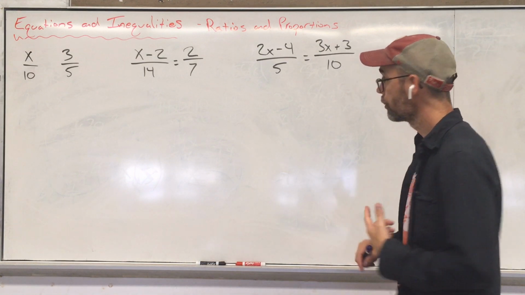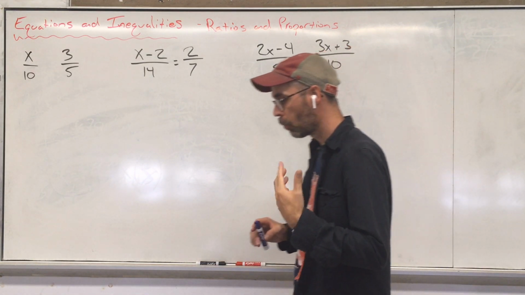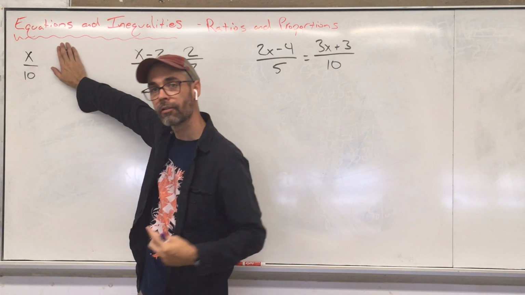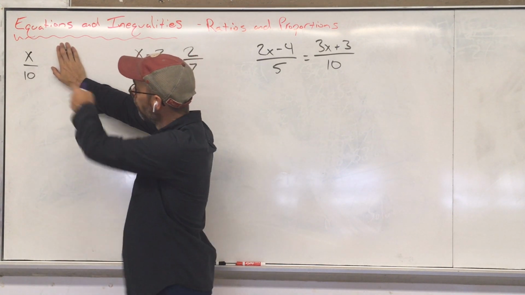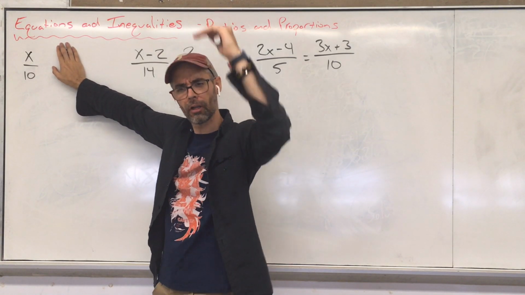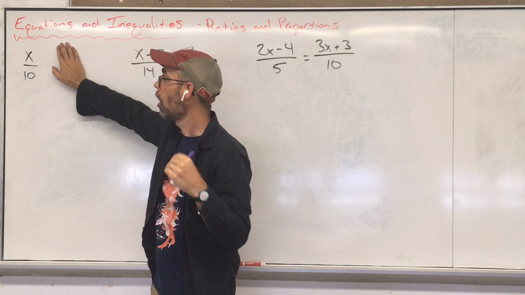So we're going to look at ratios and proportions today. What is a ratio? A ratio is a comparison of two numbers. Right here, I've got x and a 10. It creates a fraction, but we're comparing a numerator and a denominator, giving us a ratio.